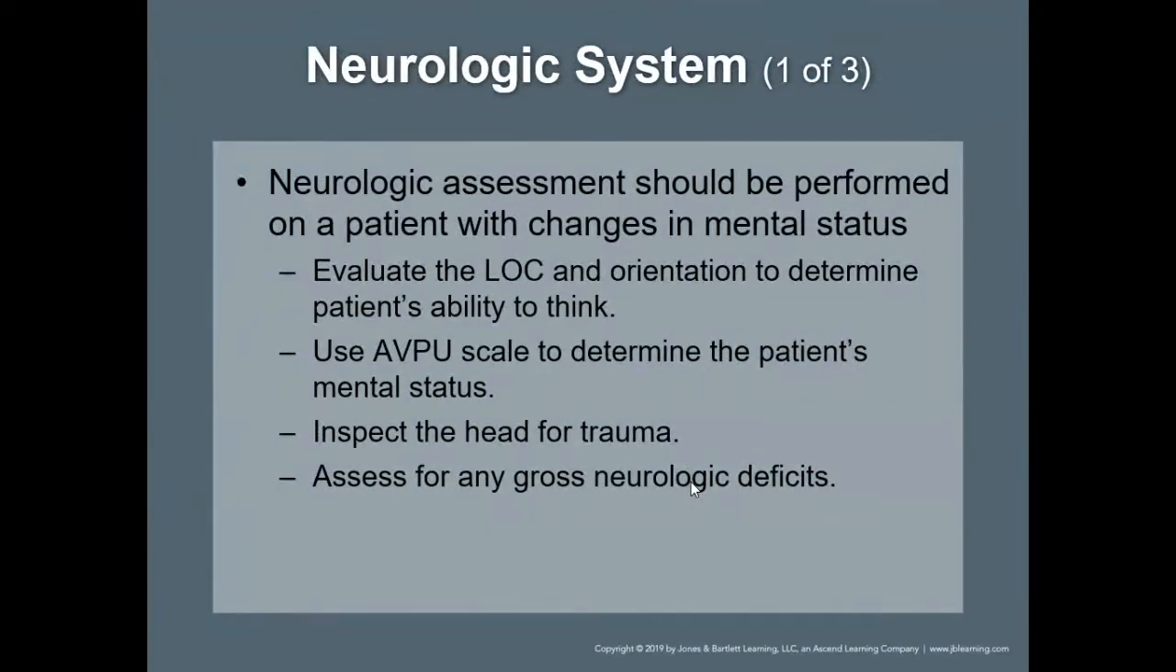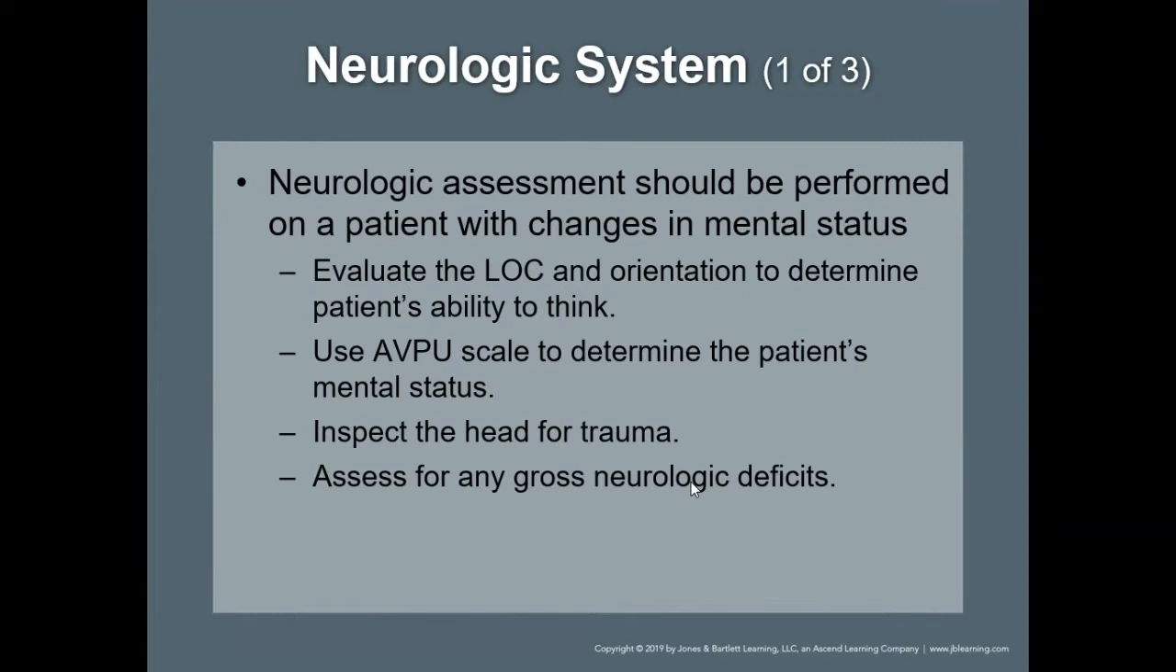Now, the neurologic system assessment. Neurologic assessment should be performed on patients with changes in their mental status. You will consider the level of consciousness, their orientation to person, place, time, and event. You will use the AVPU scale to determine the patient's mental status.